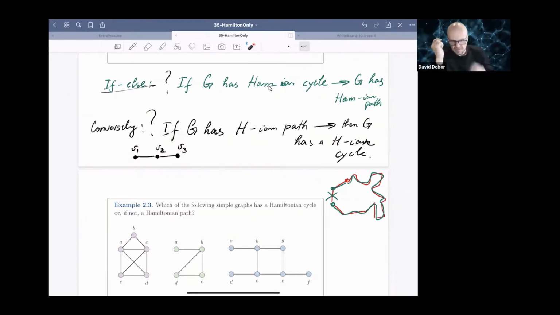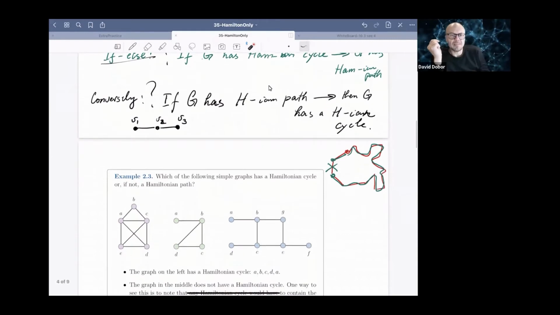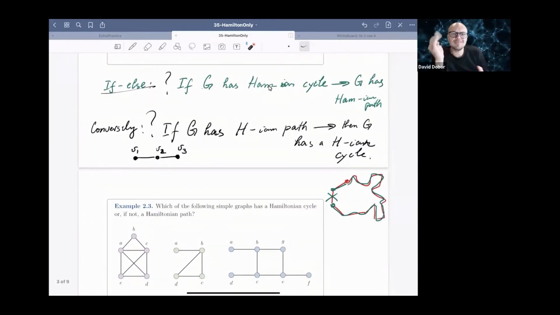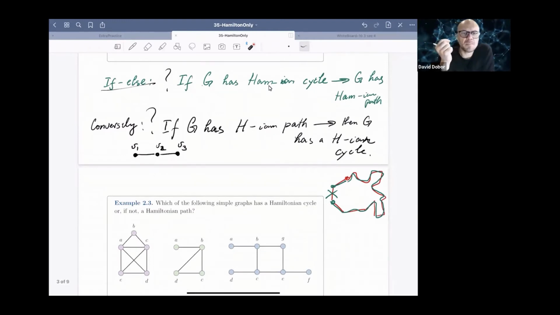So, quick observation. If a graph is Hamiltonian, then it has a Hamiltonian path. But it's possible that a graph has a Hamiltonian path, but is not Hamiltonian. Again, by definition, the graph being Hamiltonian means there is a Hamiltonian cycle. It starts and ends at the same vertex, and covers every vertex exactly once.